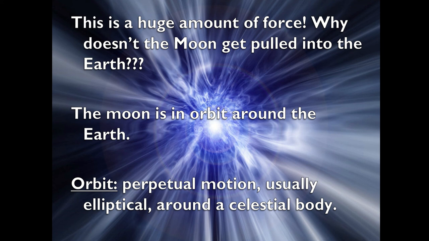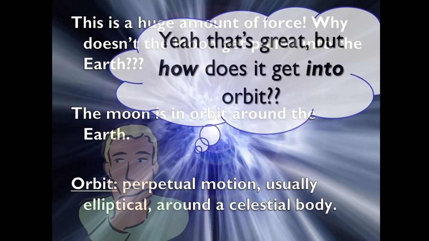And this applies to any celestial body. It doesn't have to be the Earth. Some planets have more than one moon. In our case, we only have one, and that's our natural satellite. We call it a natural satellite. So how do objects actually get into orbit?